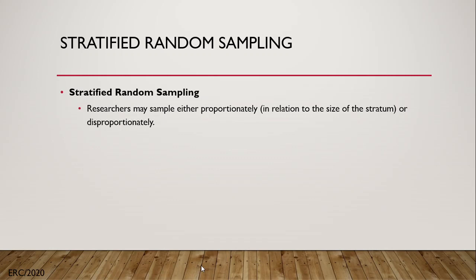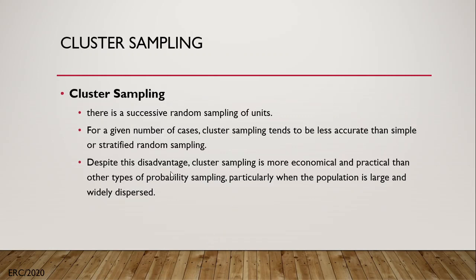Okay, next we have cluster sampling. In cluster sampling, there is a successive random sampling of units. For a given number of cases, cluster sampling tends to be less accurate than simple or stratified random sampling. Despite this disadvantage, cluster sampling is more economical and practical than other types of probability sampling, particularly when the population is large and widely dispersed.